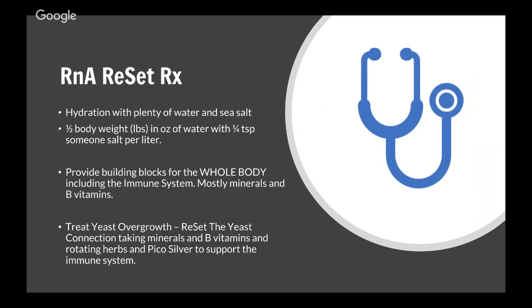Then we provide the building blocks for the whole body. We don't just focus on the immune system, but it includes the immune system. It's mostly minerals and the B vitamins in the realign. And then we treat yeast overgrowth. We don't start off treating yeast overgrowth. We want to build the body up first.